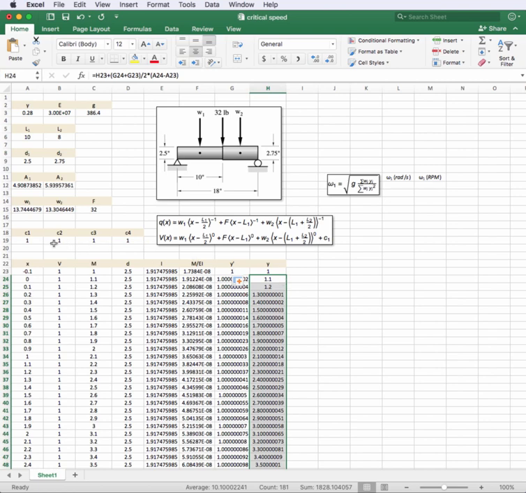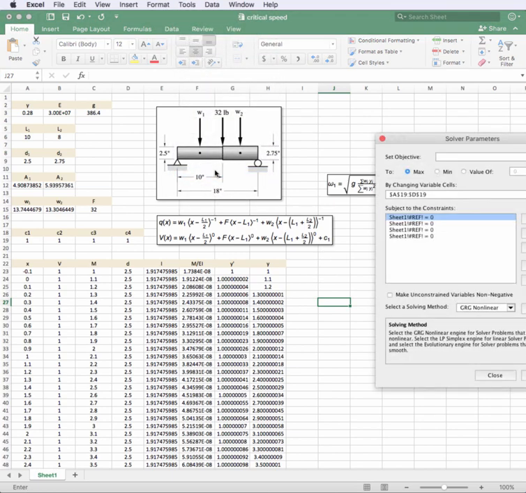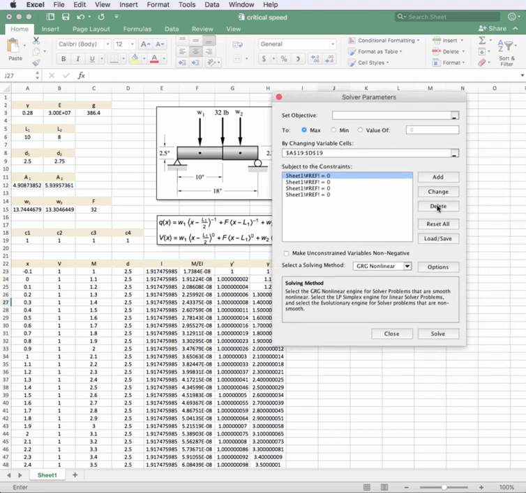Now these are just fake numbers right here, so we have to take care of those using the solver. Okay, so I'm going to launch the solver, and it looks like I've already. Usually when you do this, there's nothing here or there, but there is a cell here, like say K25 or something like that, right?